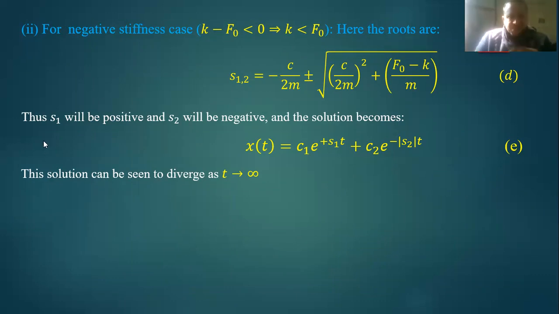Therefore, S1 will be positive and S2 will be negative. And the solution becomes x of t is equal to C1 times e raised to plus S1 t plus C2 times e raised to minus S2 t. This solution can be seen to diverge as t approaches infinity.